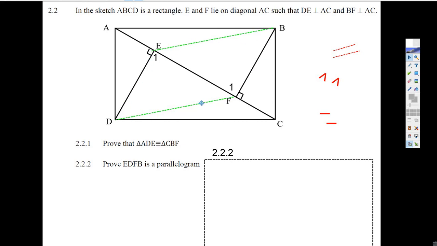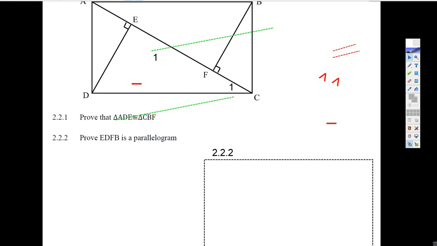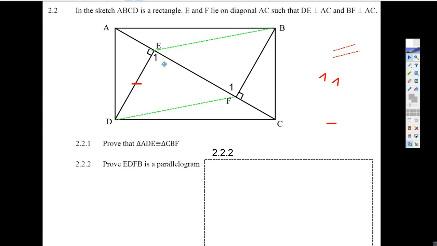Now, there are 6 different ways to prove a parallelogram. But one of the easiest ways is if you can show one pair of sides that's parallel and equal, then you've got it. So before I write it all out, let's see how we're going to do that. Well, we've just proven the triangles are congruent. That means these sides match up because they're congruent triangles. ED must match up with FB because they're congruent triangles.